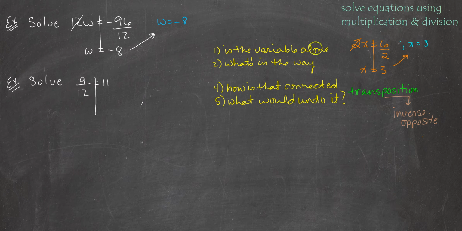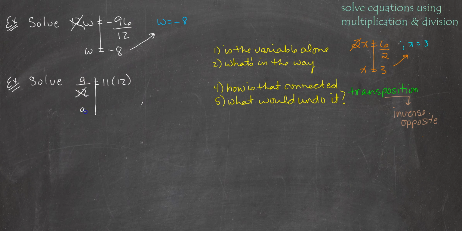So, is the variable alone? No. It has a 12. What's in the way? 12. How is 12 connected? By division. And so what would undo it? Well, a divided 12 becoming a multiplied 12 would undo the process. Now remember, you have to cross the 12 out on this side. You can't leave it there because I'm disappearing it from one side and moving it to the other side. I have to keep the balance balanced. So then now all I have to do is simplify.